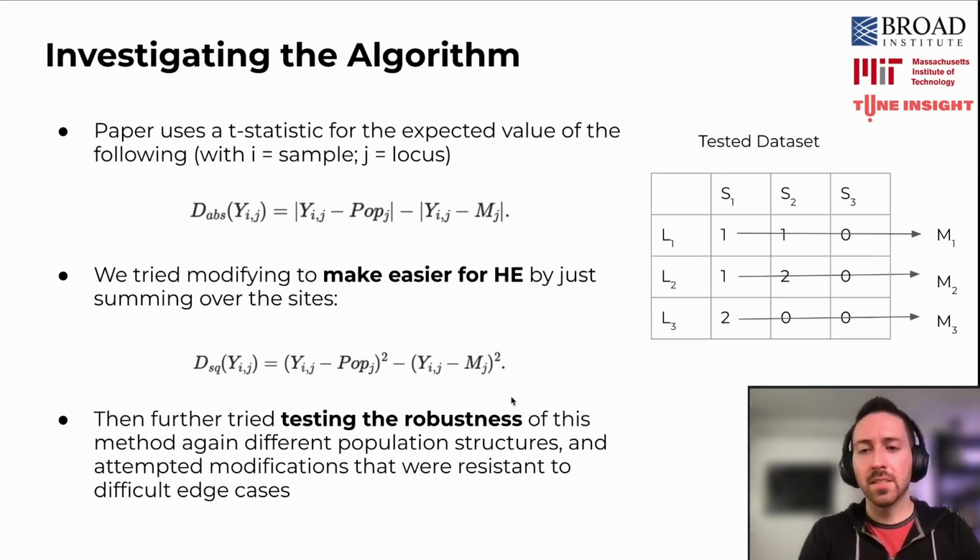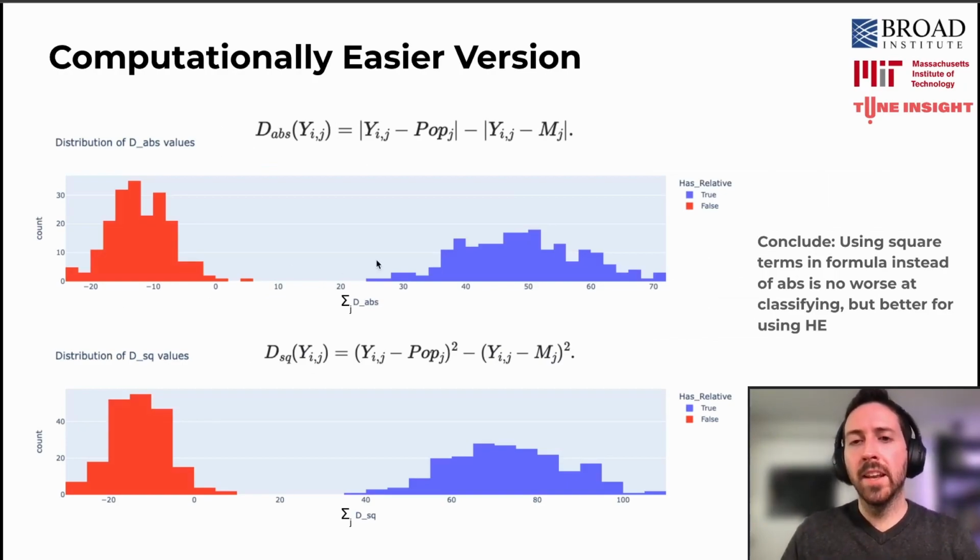After seeing this is successful in separating the query samples with or without relatives in the tested dataset, we check how robust the algorithm is and then try to strengthen it. We started by investigating how changing the absolute values to squares would affect the performance of the statistic. Here we have histograms of the values over all the different samples, colored based on whether they had a relative in the reference database or not. We see that the version with the squares does just as well at distinguishing between the two groups, so we ended up sticking with that from now on.